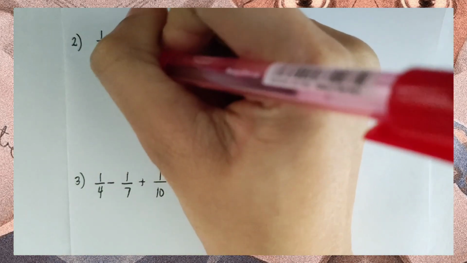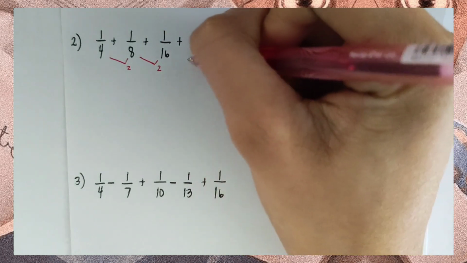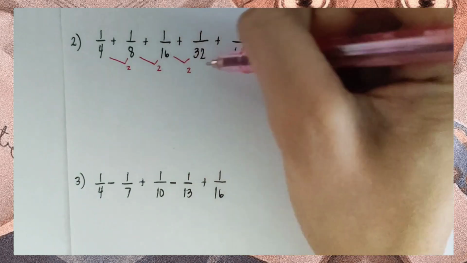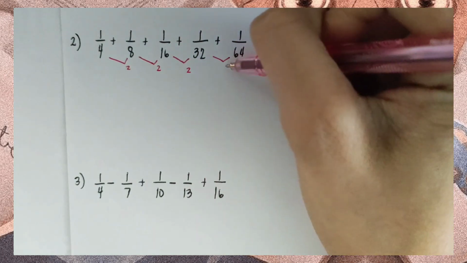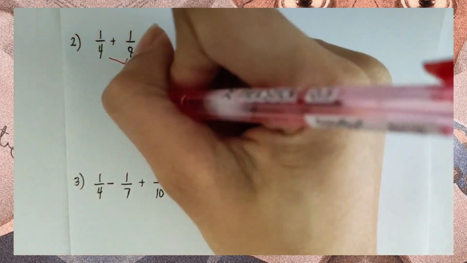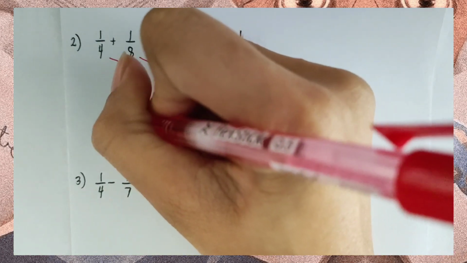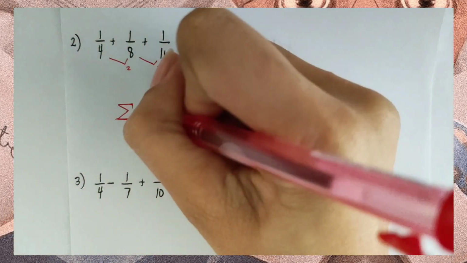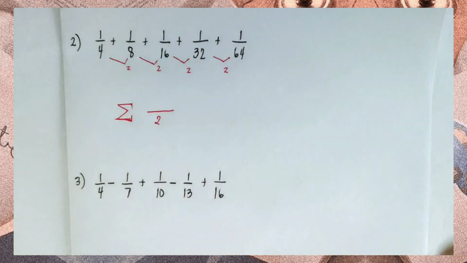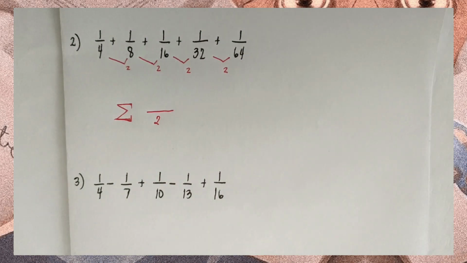8 divided by 4 is 2. 16 divided by 8 is 2. 32 divided by 16 is 2. 64 divided by 32 is 2. The summation now will be like this. So focus on the denominator 2. That is our common ratio. Now class, what do we multiply with 2?